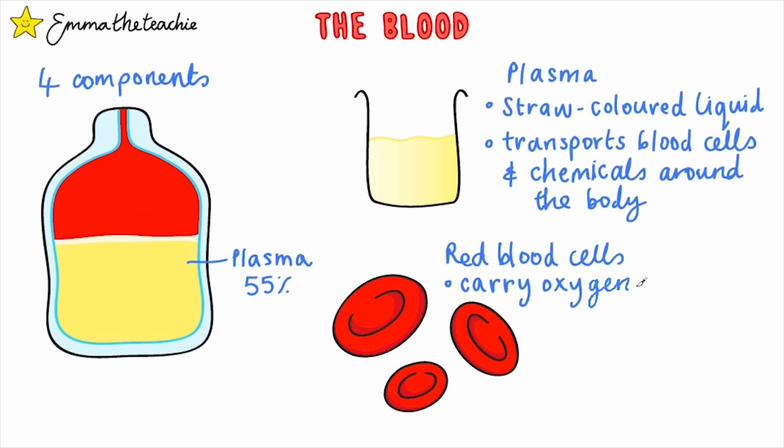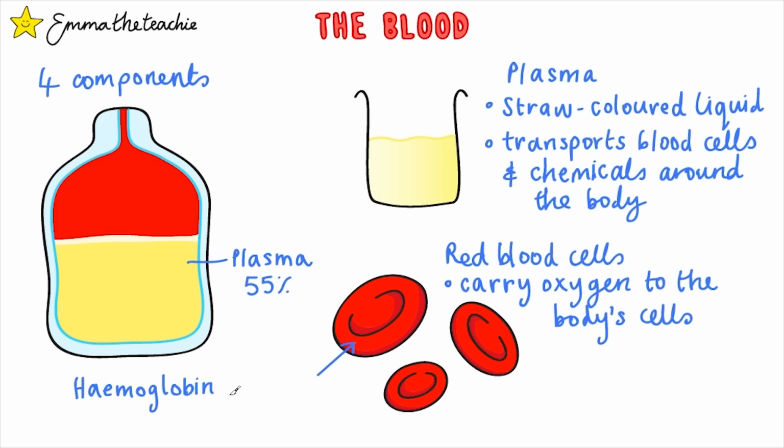These have the important function of carrying oxygen around the body, bringing it to the cells that need it. To do this, they have some special adaptations. First up, they've got a pigment called hemoglobin. This can bind strongly to oxygen, which helps them hold on to it and carry it around the body. It's also what makes the red blood cells red.